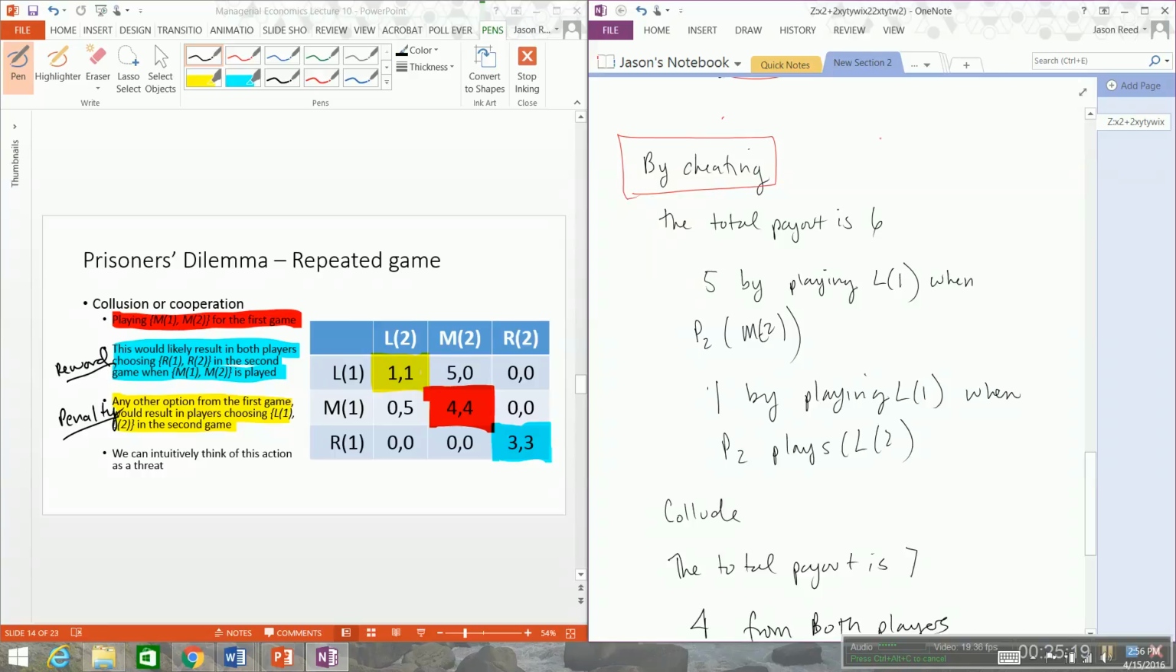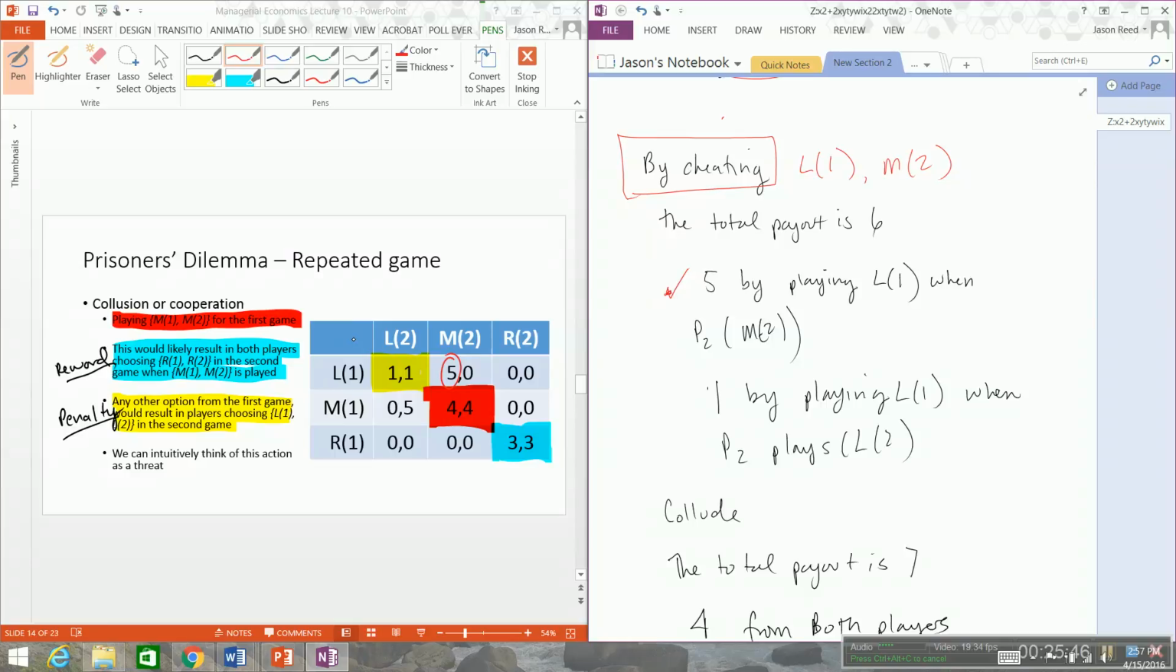So we're going to define cheating as player 1 playing left, where player 2 plays middle, which means player 1 would have earned a 5 in the first game. So now by earning 5 in the first game, we now need to penalize ourselves, which means that they're going to play left.